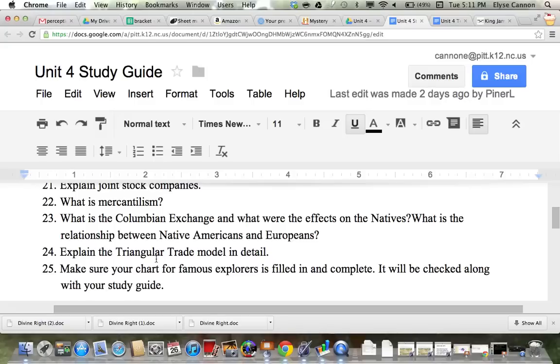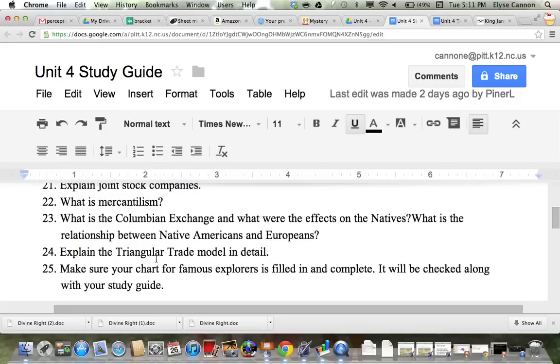Also, the triangular trade model. You need to be able to, and I'm going to be looking for this on your study guide tomorrow, you need to be able to show me the triangular trade model between Europe, Africa, and the Americas. And you know that Europe is going to be sending manufactured goods to Africa. Africa is going to send slaves to the Americas, and the Americas is going to send raw material to Europe. Make sure that you put a detailed account on there. I would also include Middle Passage, which once again is the voyage of slaves to the Americas.